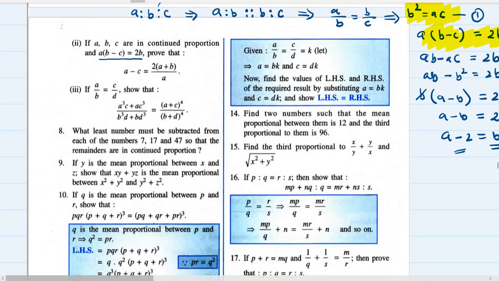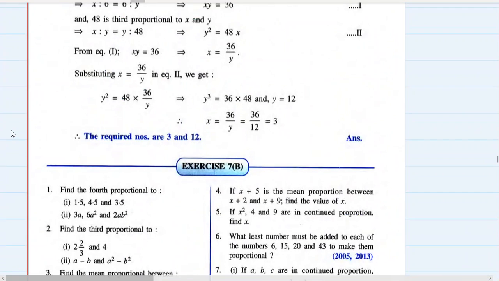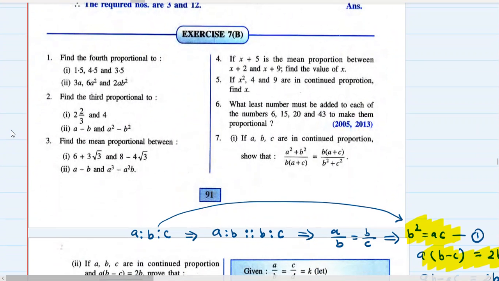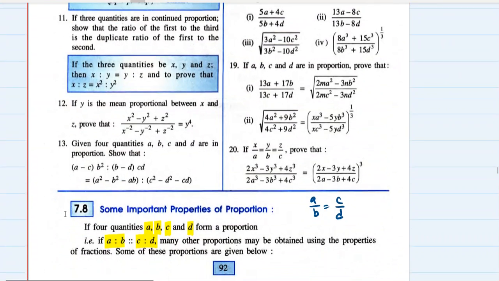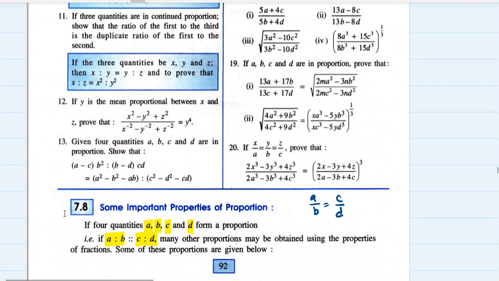Okay. Any other doubt in this exercise 7B? Sir, I know the method of the 12th one, but I'm not getting the answer. Can you solve? Yeah, sure. Why not?